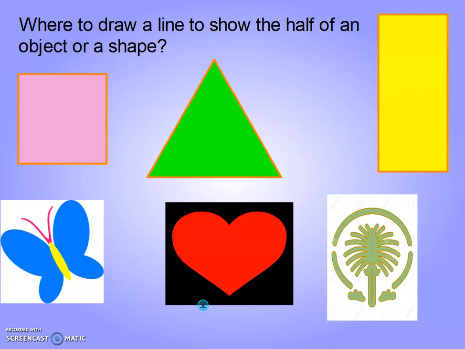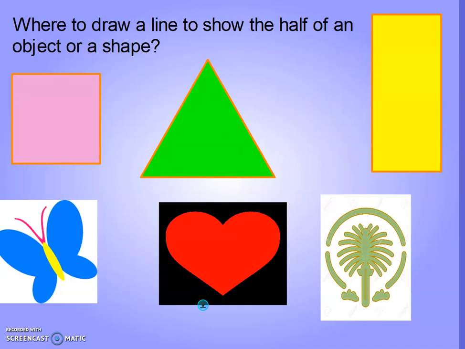Now on your whiteboard, I want you to draw these shapes: a square, a triangle, and a rectangle. Let's try to cut it into a half. We need to show the half of these shapes. Now how do you show? Let us all do it on a whiteboard. Have you done it? Excellent.